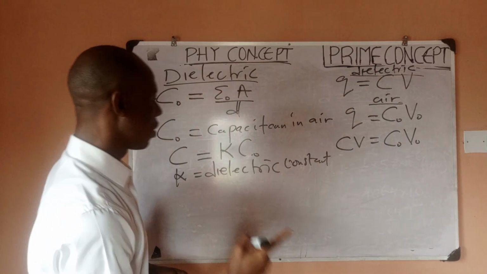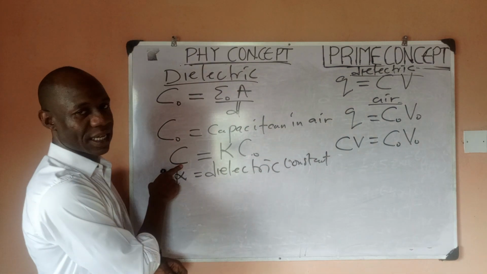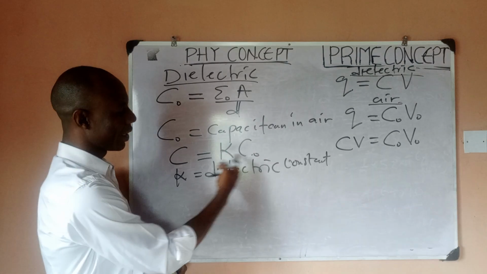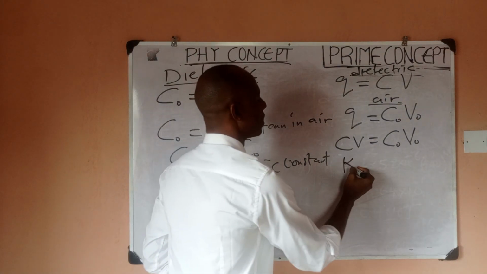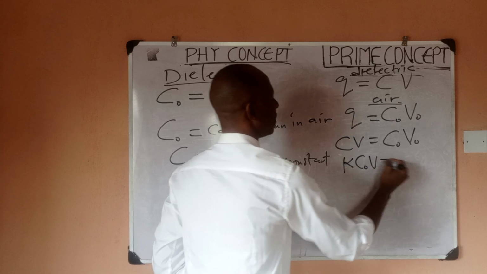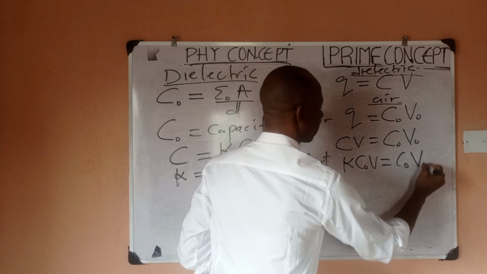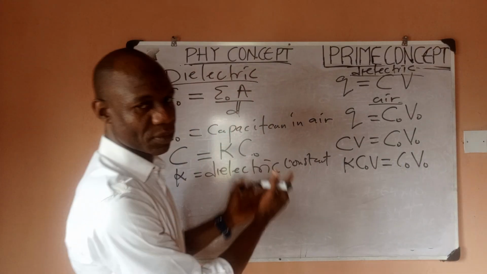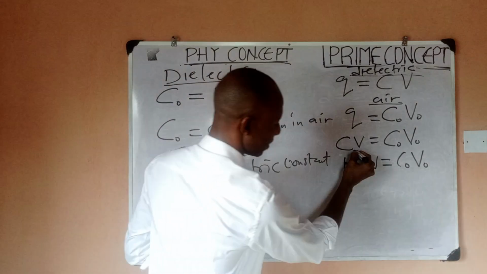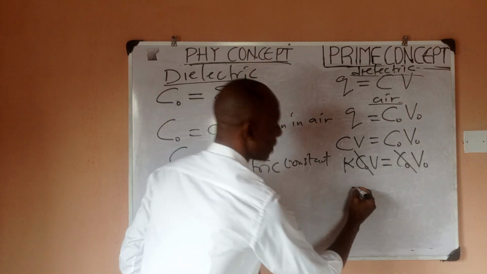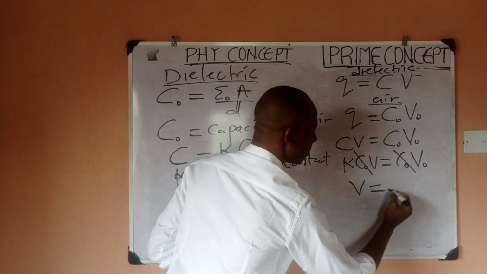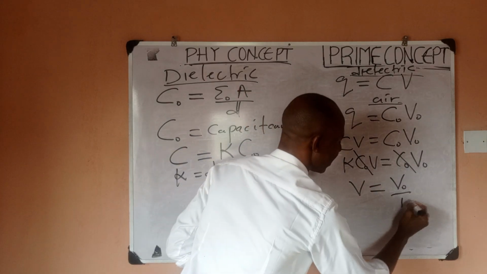Now, if you recall, C, the capacitance with dielectric, is actually K times C naught. So I'm going to simply replace that here. So I would have K times C naught V equals what? C naught V naught, right? So if you observe this relationship, you'll notice that C naught can fizzle out. C naught would go. Then I would have that V becomes V naught divided by K.